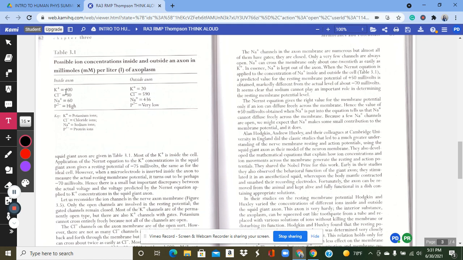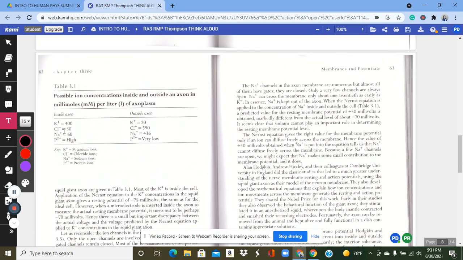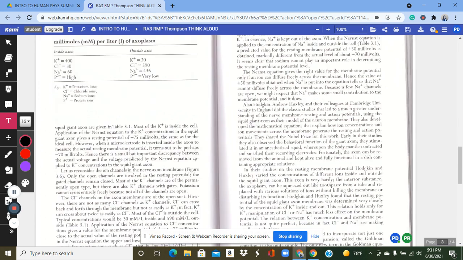Okay. So yeah, 30 on the inside, but 590 on the outside.